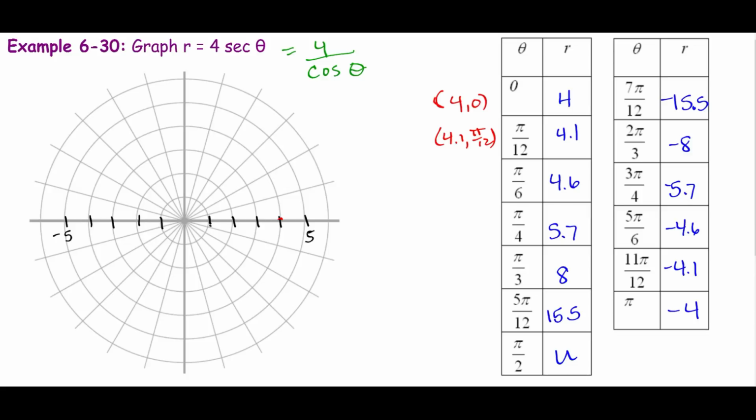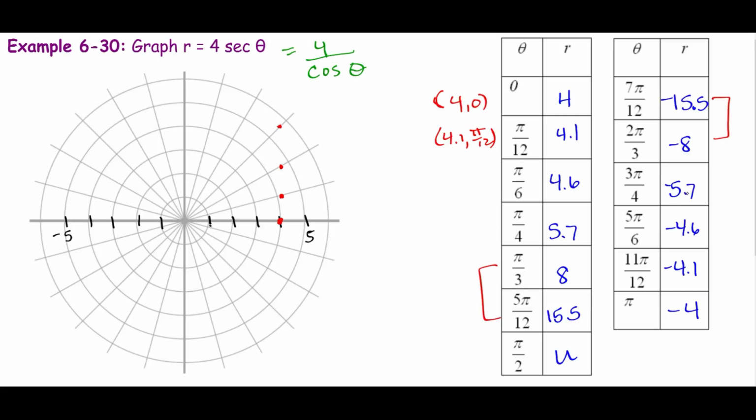So I'm going to come out and plot the point (4, 0), and then (4.1, pi over 12), so I'm about here, and then (4.6, pi over 6), so almost halfway, a little bit past halfway there. And then we're going to go 5.7, so not quite to 6, and I'm going to rotate pi over 4, so I'm about here. These I can't really plot on my grid that I have here just because my numbers are too big. Pi over 2 is undefined. These two, again, I can't really plot.